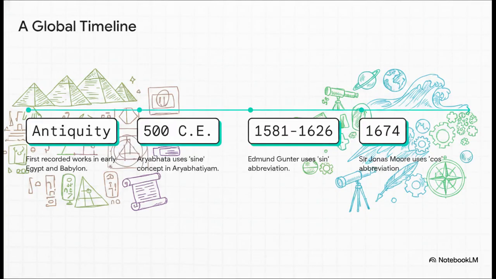And figuring all this out, it definitely wasn't a solo job done in an afternoon. No way. This was a massive, centuries-long global effort. The earliest recorded works go way back to ancient Egypt and Babylon. Then, around the year 500 CE, the brilliant Indian mathematician Aryabhata introduced the conceptual use of sine in his text, the Aryabhatiya. Fast forward to Europe between 1581 and 1626, and you've got an English astronomy professor named Edmund Gunter originating the term cosinus and using the abbreviation sin. Then, in 1674, Sir Jonas Moore officially gave us the abbreviation cos.